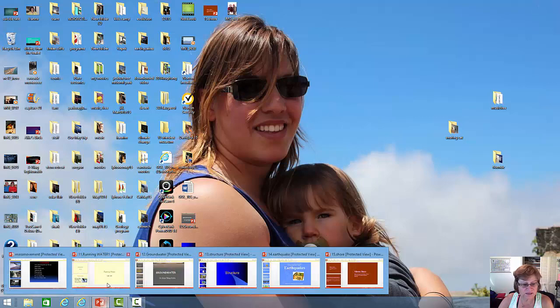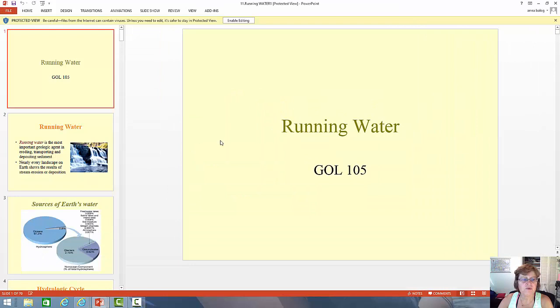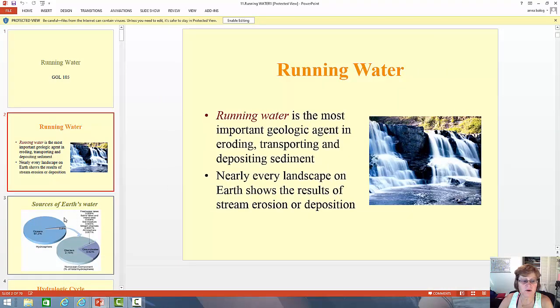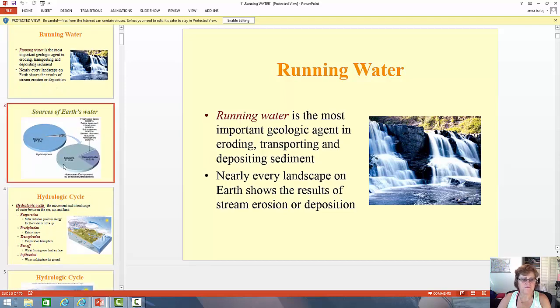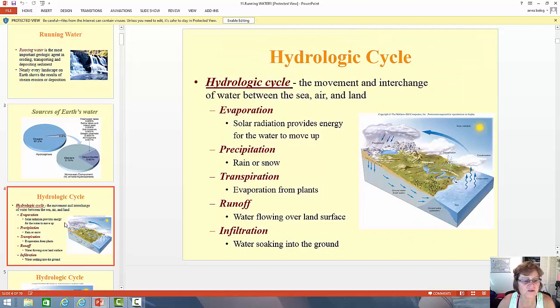The next chapter is running water. Remember, the running water chapter is pretty important. You should know the different sources. Of course, you don't have to go into this little detail right here. You don't have to know the freshwater lakes, or just know that the oceans are 97.2 percent, glaciers 2.1, and groundwater 0.6. The hydrologic cycle, you should be able to draw it actually, and make sure that you know these words.